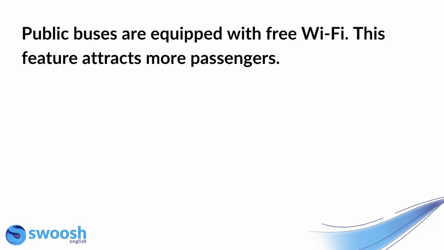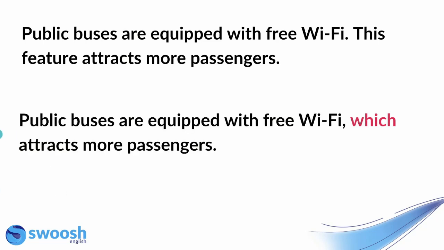Your next sentence is, public buses are equipped with free Wi-Fi. This feature attracts more passengers. Now I'm going to give you a little clue here. You need to combine these using a relative clause. So take a moment to think about how you could do that now. Okay, well done everybody. Let me show you the answer. Public buses are equipped with free Wi-Fi, which attracts more passengers. You can see that I've substituted this feature with the relative pronoun which. So in that way, I've combined this information using a nice relative clause.